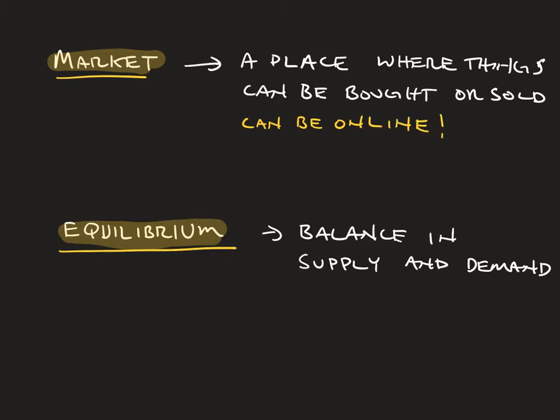The second term is also very easy but hard to find in the real world, and the term is equilibrium. Equilibrium is going to be a situation where we have a balance in supply and demand. And the market, when this happens, when things are in equilibrium, is going to be very, very happy.